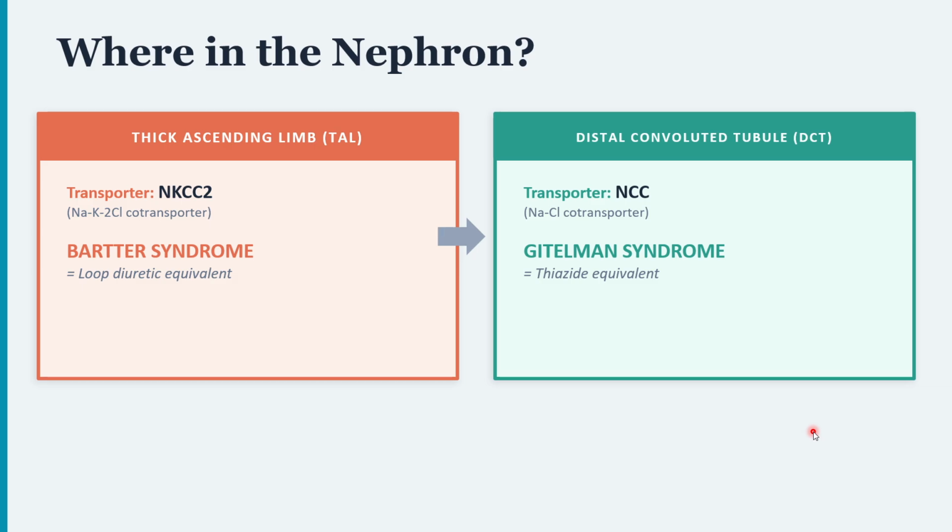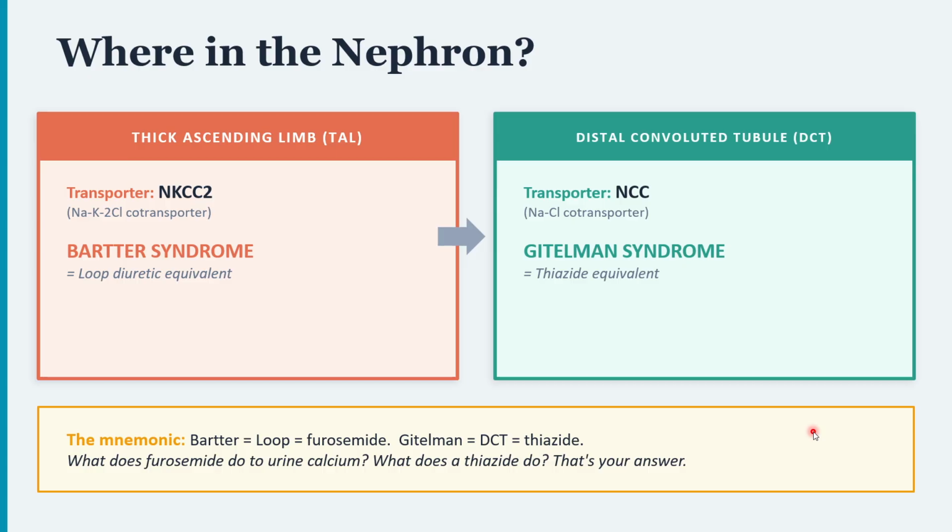Now both of these cause the same downstream effects: salt wasting, volume depletion, secondary hyperaldosteronism, hypokalemia, metabolic alkalosis. So how do you tell them apart?